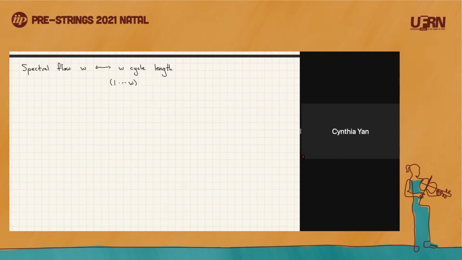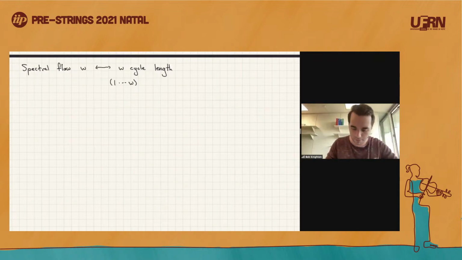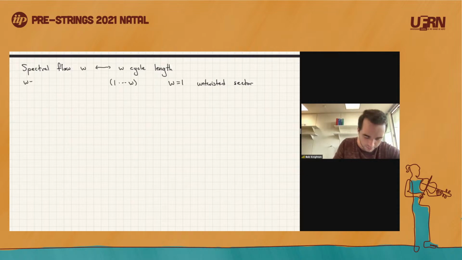From this point of view, W equal to 1 corresponds to untwisted states, or the untwisted sector in the dual CFT, because a permutation with the only non-trivial cycle being length 1 is just the trivial permutation. So you should think of W equal to 1 spectral flow as the lowest amount of spectral flow that you should consider in your worldsheet theory.